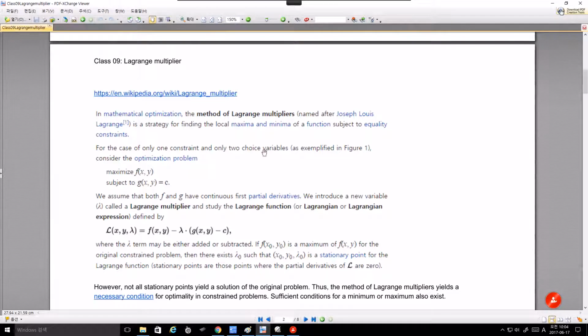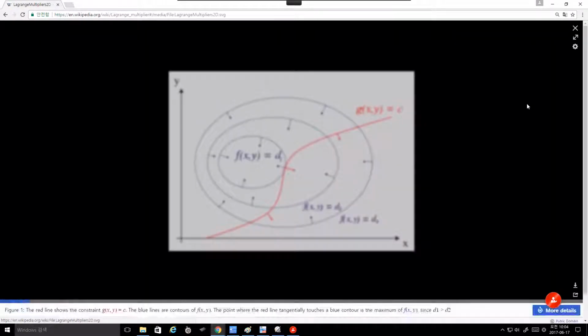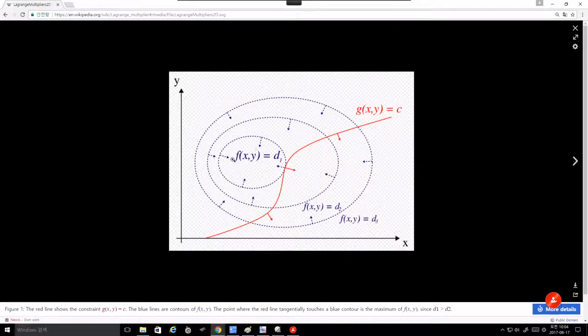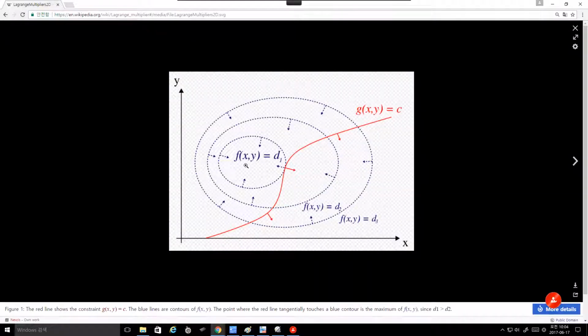Let's take a look at figure 1. So this is figure 1, from Wikipedia. Okay, so f looks like this, and g. So we want to maximize f(x,y), and clearly the global maximum is over here, right?